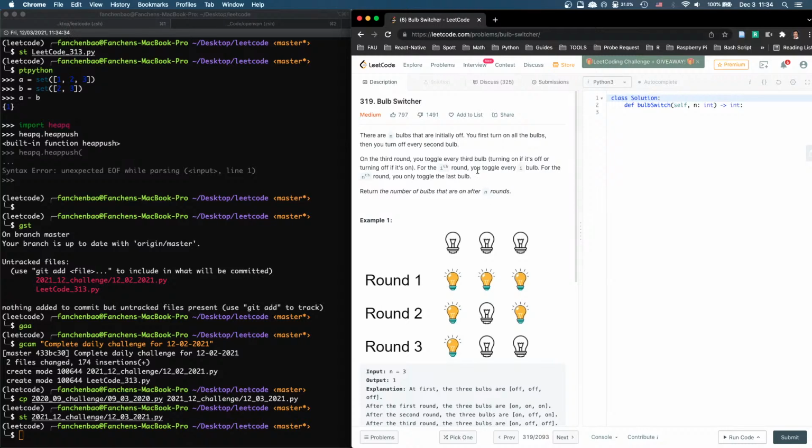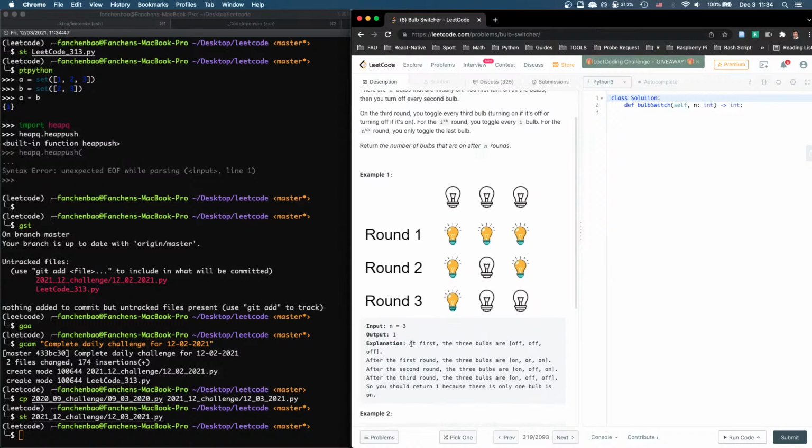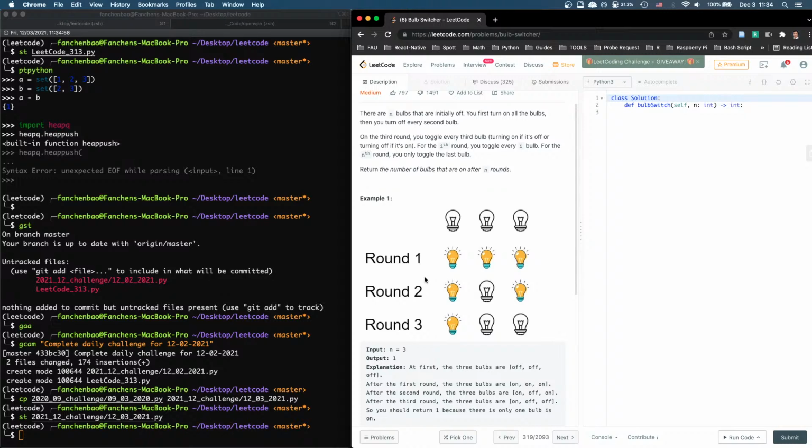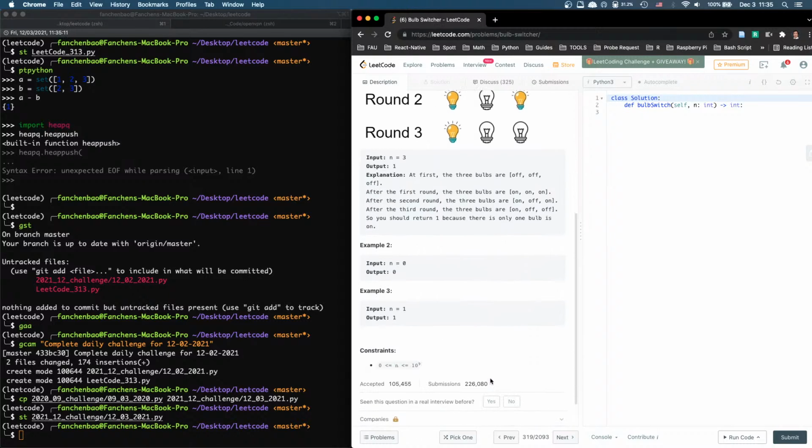Hold on, so for the ith round, you toggle every i-th bulb, and for the nth round, which I guess is the last round, you toggle only the last bulb. Okay, so n equals 3. First round, everybody's on. Second round, you toggle every second bulb, so 1, 2, 3, we'll toggle this one. Three bulbs, so you will turn 1, okay?